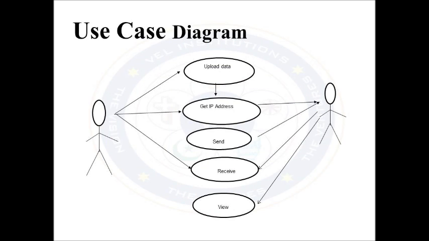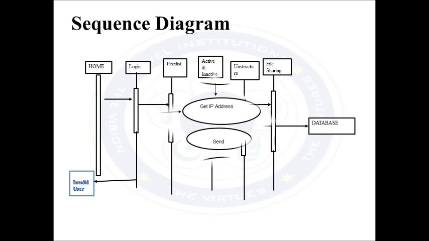Use case diagram. In the use case diagram, the left side actor is the admin and the right side actor is the user. The admin registers the data, uploads the data, and sends and receives messages. The user side receives the data, views the data, then uploads the information.